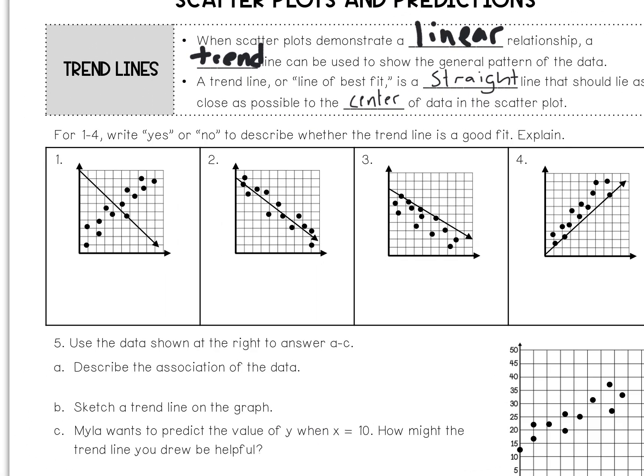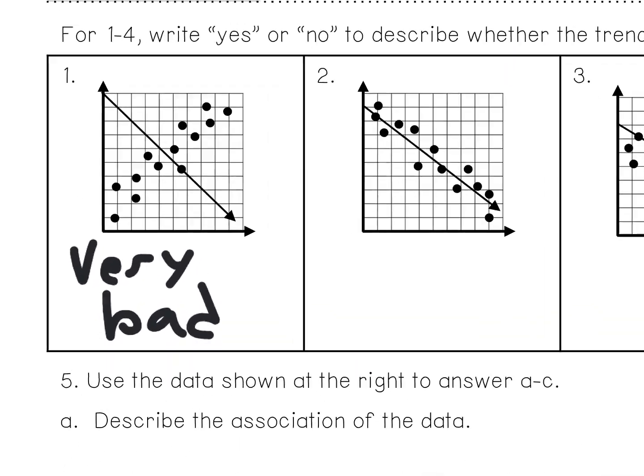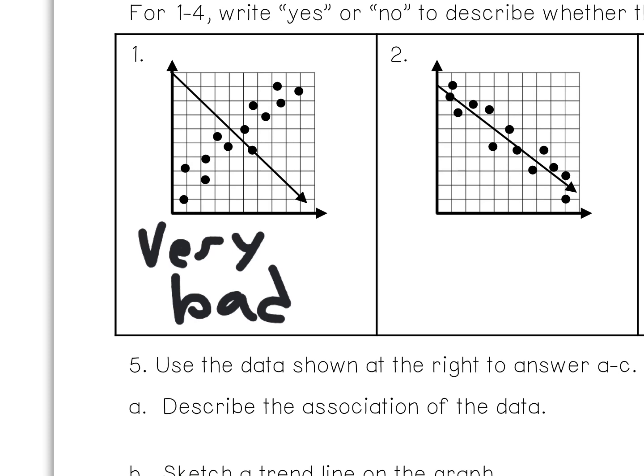Okay, so we're going to look at these 1 through 4. Which one of these, number 1, is that a good or a bad fit for the data? Very bad. So we're going to write very bad. Because the data doesn't even go that direction, right? The data doesn't even go that way, it goes that way. So that blue line would be a better fit for the data than the red one there, right? That would be a better fit than the black one, okay?